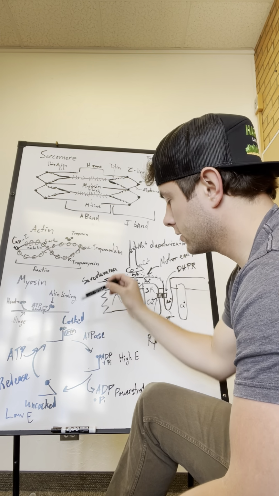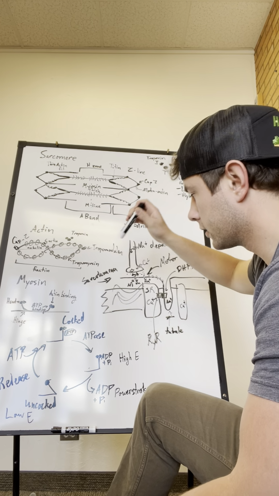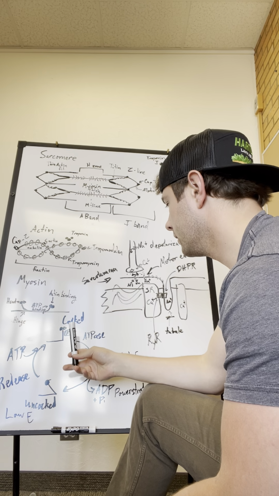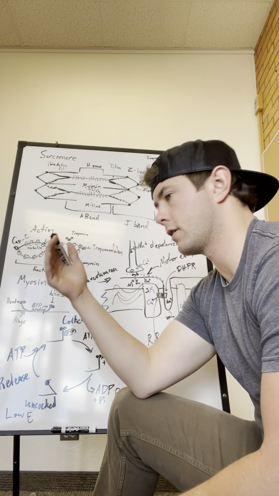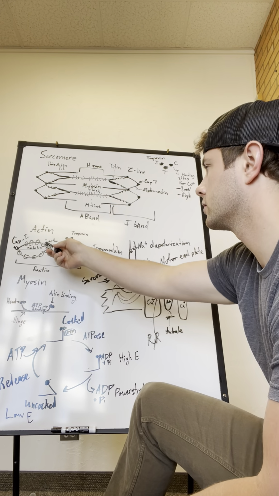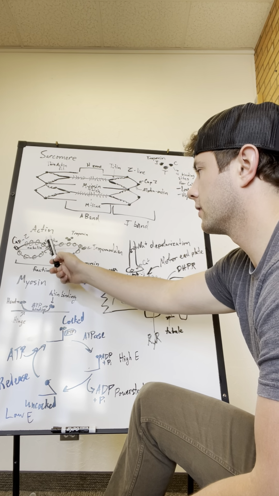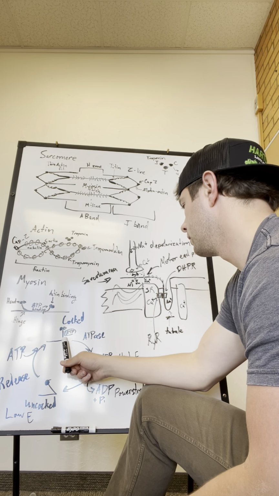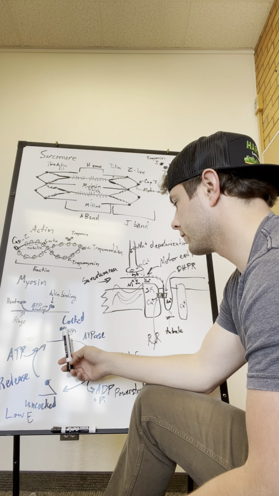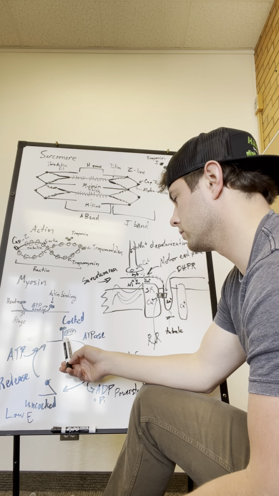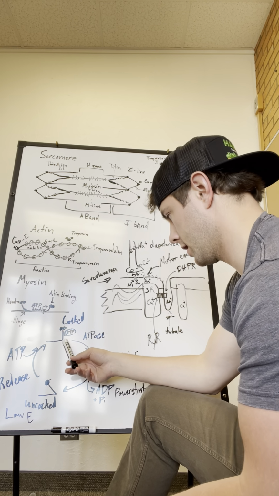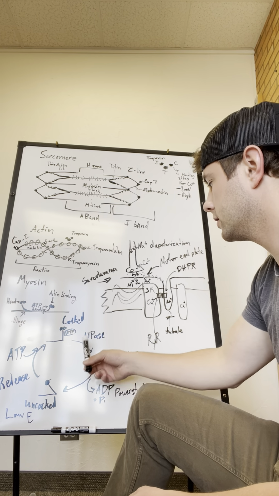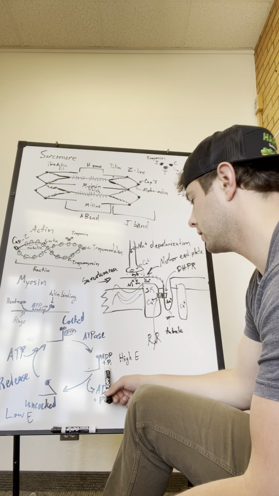Okay, so let's look at how that cocking and uncocking action happens. In a cocked position, where you're at 90 degrees, you're not attached to actin at all because tropomyosin has covered the active sites. You'll have ATP bound to your myosin head.